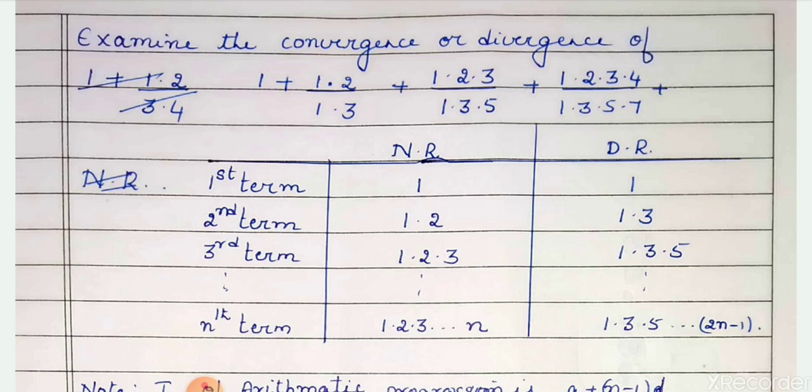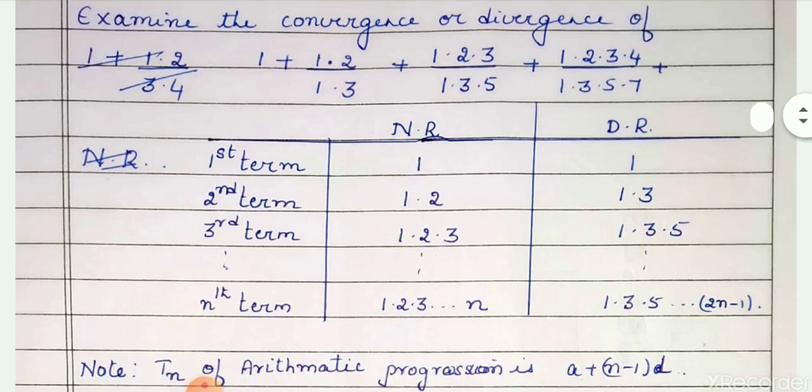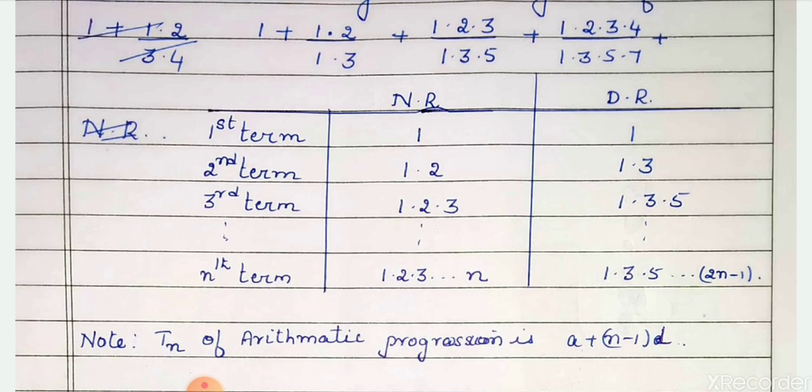So what do we say about the nth term in the numerator? The terms in the numerator and denominator are in arithmetic progression. You can observe numerator, it is 1 into 2 into 3 into, and the nth term is going to be n. Denominator, it is 1 into 3 into 5 and so on. The nth term of that arithmetic progression is going to be 2n minus 1. So we already know the arithmetic progression. How do you write down the nth term? It is a plus n minus 1 into d. So in that way you can work out the nth term of the denominator.